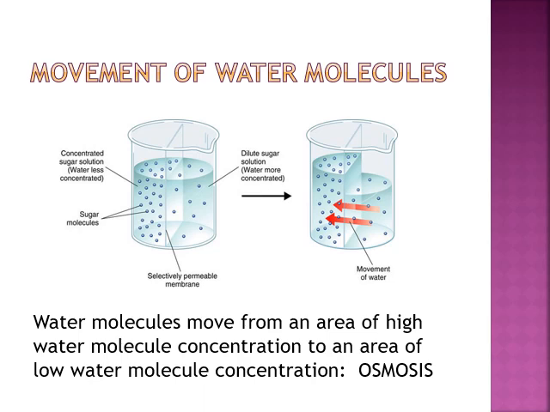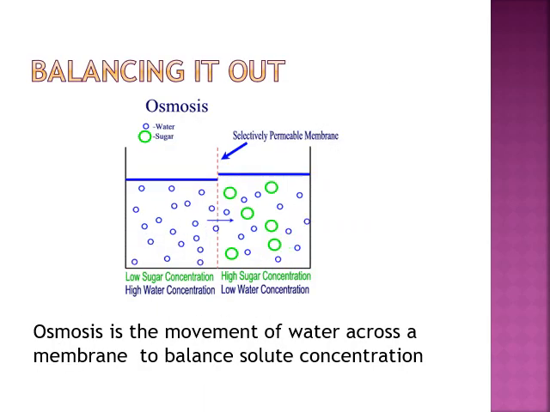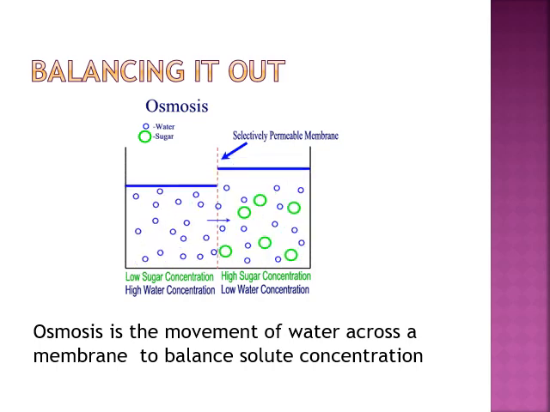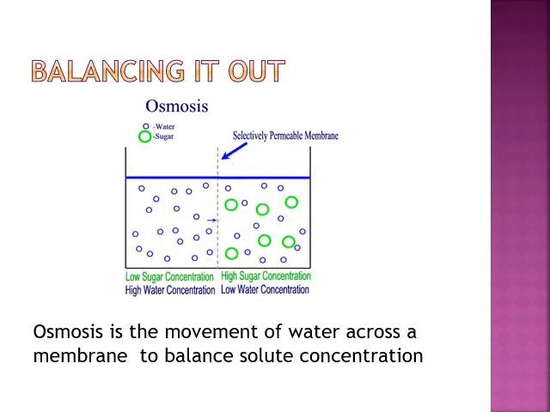That water part's important. Yes, Olivia? You said water moves from hypertonic to hypo. Water will always move from hypotonic to hypertonic. Water moves from an area of low solute concentration to high solute concentration. That movement of water is called osmosis. It balances out solute concentration.